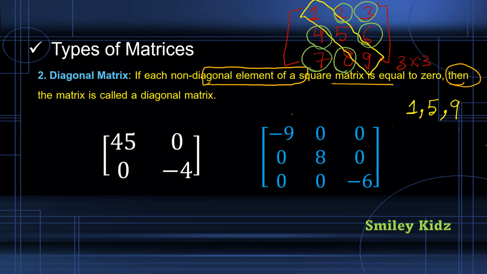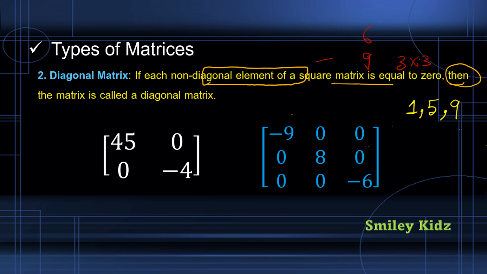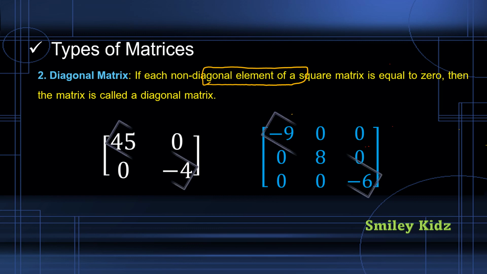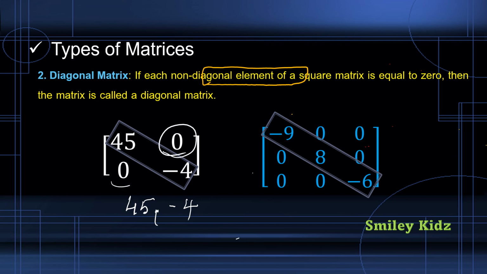Alright. Now, if you have a look at this example which we have on the screen that says 45, 0, 0, minus 4. Here the diagonal is drawn in this manner, isn't it? So here, what are the diagonal elements? The diagonal elements are 45 and minus 4. 45 and minus 4 are the diagonal elements. Now, if I talk about the non-diagonal elements, the circled ones are the non-diagonal elements.